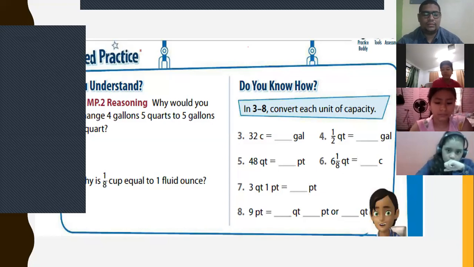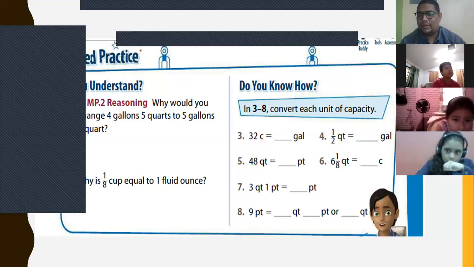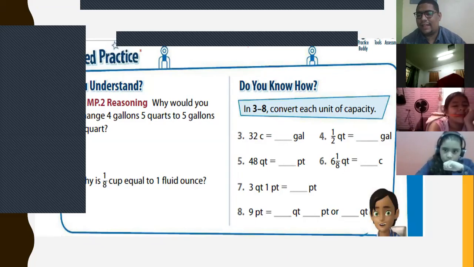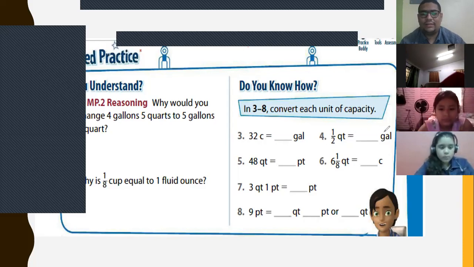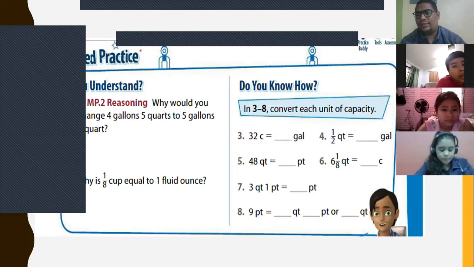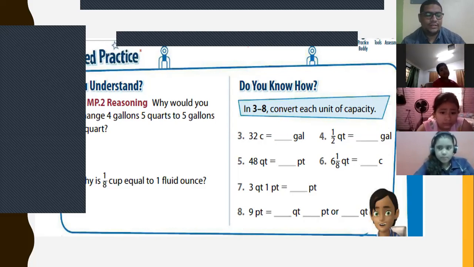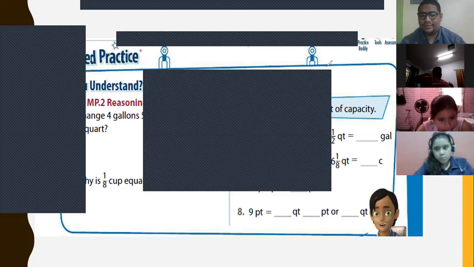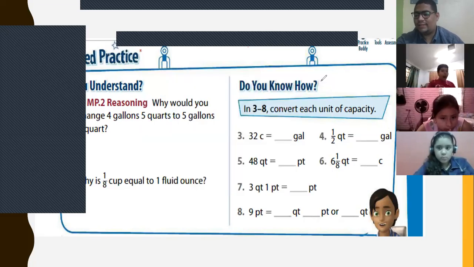Try to solve it. What you have to do, guys? You have to divide, right? 1/2 divided in how many quarters do we need to get a gallon? Do you remember? 4 quarts. Do you remember how to do it, guys? How well are you going to do this?